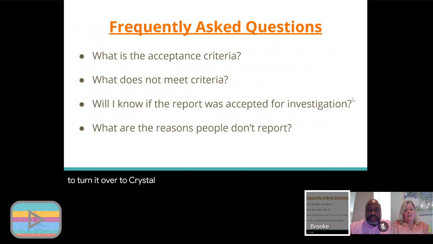What is acceptance criteria? Wow, that is really broad. We have embedded some answers to those.